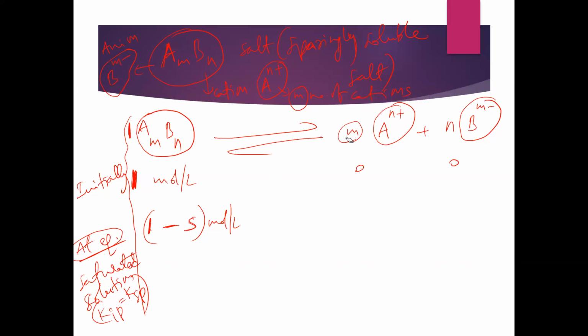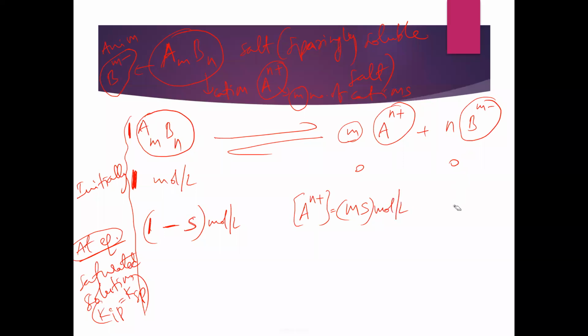If 1 is giving M, then S will give how much? M into S, MS by 1, MS. So here, what will be the concentration of cations? MS. So the concentration of cations is equal to MS moles per liter. Right, ma'am?